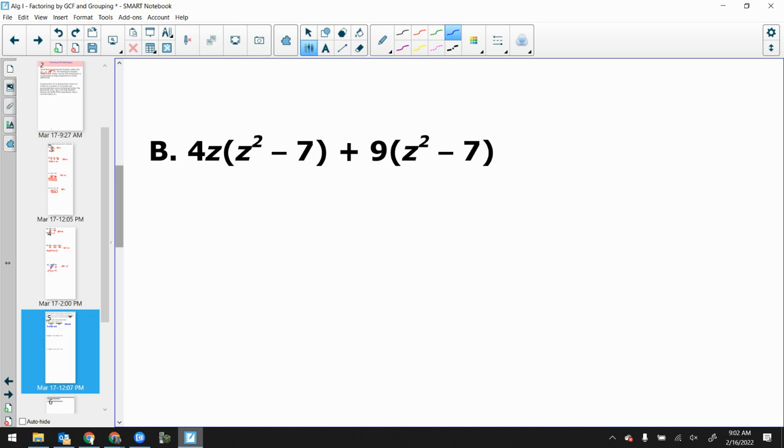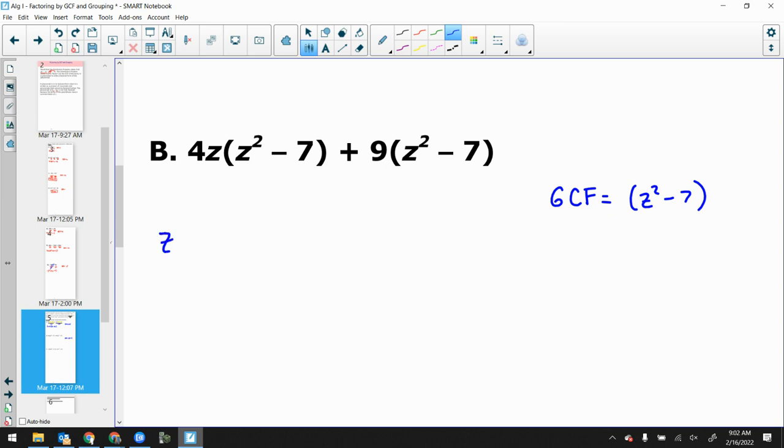Be careful when you say it's easy when you're on example A. Those won't always be the same. All right, take a look here. 4z times z squared minus 7 plus 9 times z squared minus 7. What again do you notice here? They're both binomials. Yeah, the GCF is a binomial. It's the full z squared minus 7, right?